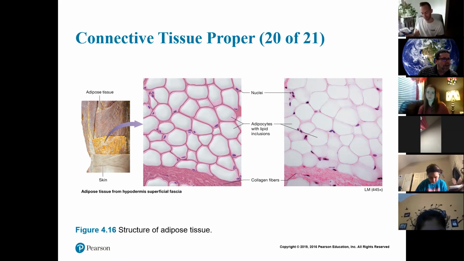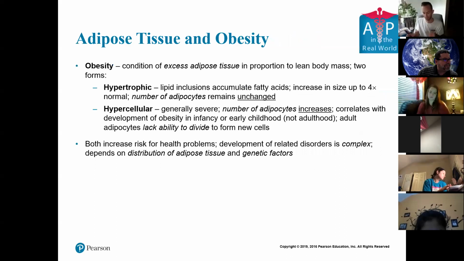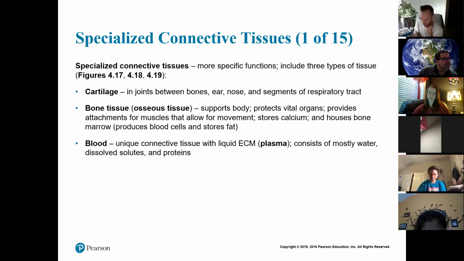But anyway, we'll talk more. Adipose looks like a broken windshield to me. Okay. There's white adipose and brown adipose. And we'll talk about that later. That brown adipose has a little bit more warmth to it. Obesity then is too much of this, right? Or too much fat in the cells.